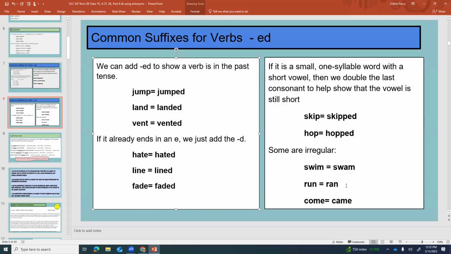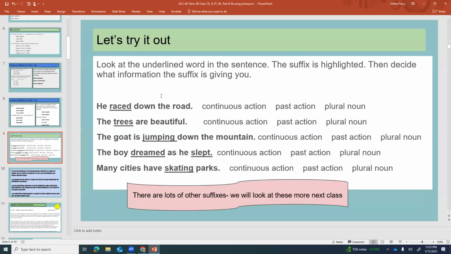Swim can become swam, run becomes ran, and come becomes came. There's actually quite a few of those. That's only a very small selection. So a lot of times when we're reading these kinds of suffixes, we're so used to them that our brain automatically gives us the information. So what I'm doing is slowing down the process and causing us to think about it for a second. So we're looking at the words that have a suffix. Think about what that information is telling us. Is it telling us that the action is continuous, that the action is in the past, or is it actually a plural noun, which can be different?